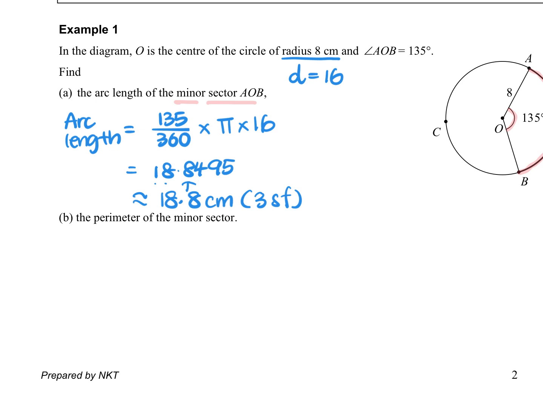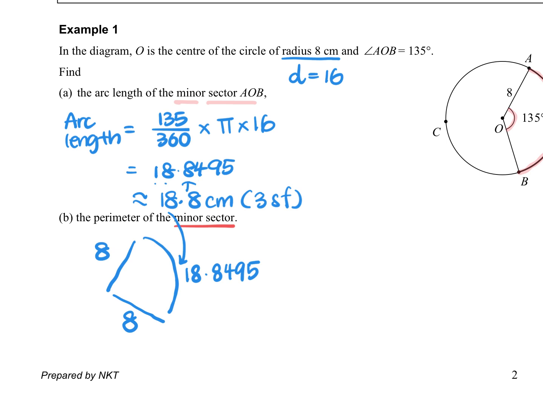Next part, the question asks you to find the perimeter of the minor sector, the smaller piece. Before we begin, let me draw out the minor sector. The minor sector in this case looks like a pizza. It is made up of 3 portions that enclose it. Firstly, we found the arc length over here already. This is 18.8495, or rather 18.8 if you want to. And we have the other 2 sides over here. This side is 8 cm. This is the radius, 8 cm.